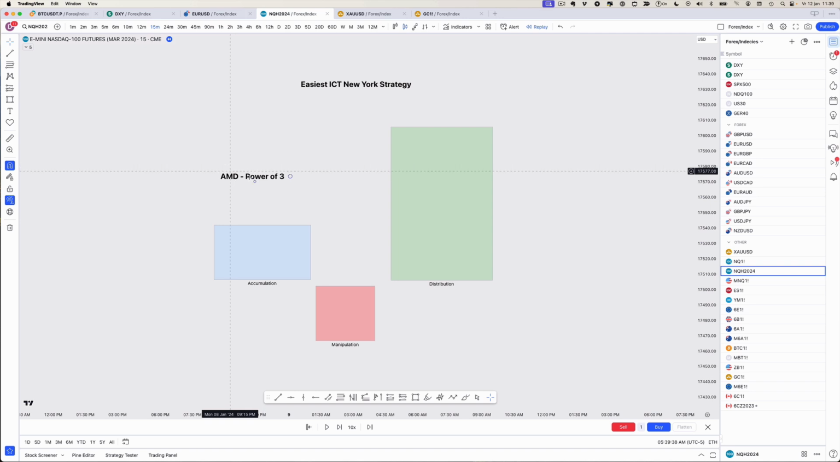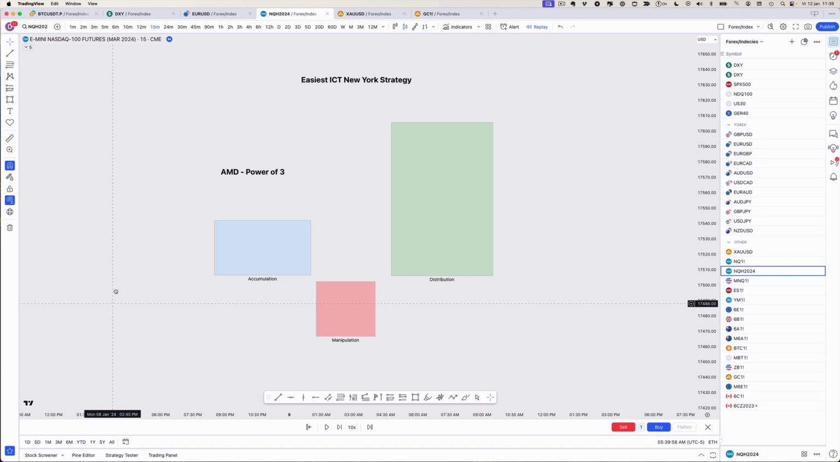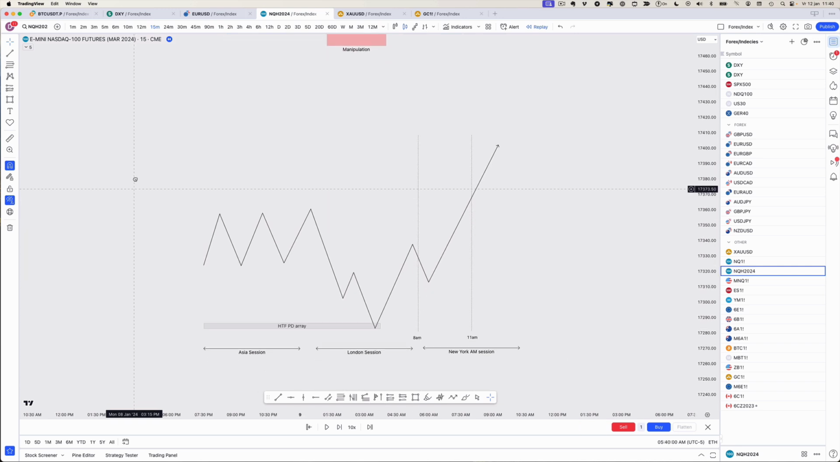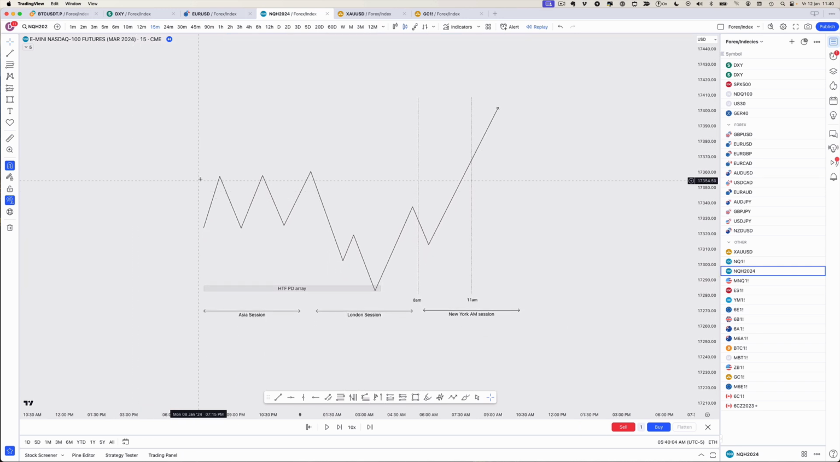So the concept of power of 3 is we get an accumulation phase, a manipulation phase, and then a distribution phase to finish off the candle. Well, if we make this really, really, really simple, a lot of the times, a few times a week, if you watch multiple pairs, you will start to notice this pattern right here. We get an accumulation phase around Asia session. Then we get a manipulation phase in the London session. And then we get the final distribution leg up in the New York session.